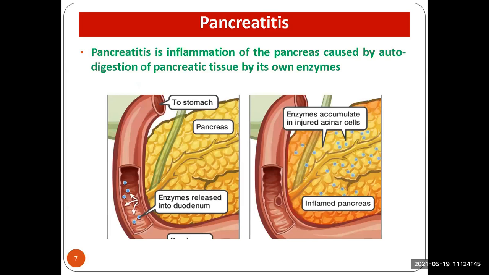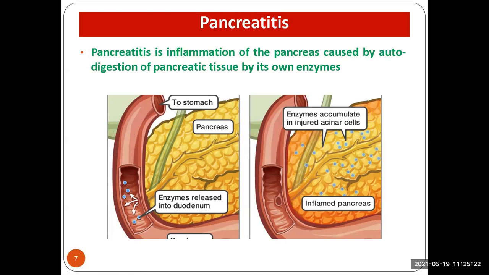Now we come to pancreatitis. Pancreatitis is the inflammation of the pancreas, and it is caused by autodigestion of the pancreatic tissues by its own enzymes. We have seen that there are 6 principal enzymes present in the pancreatic juice, and these enzymes are released in inactive form into the duodenum, where they are activated, and they act on different types of nutrients for their metabolism.